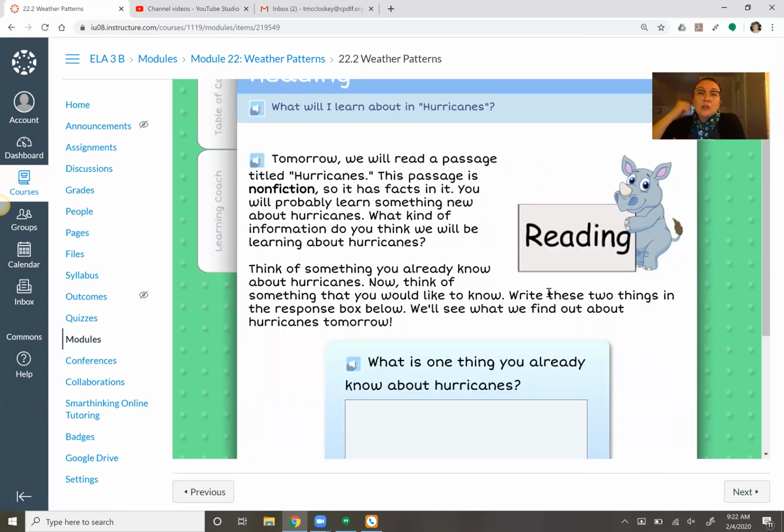All right, reading. So tomorrow we're going to read a passage titled Hurricanes. It is non-fiction. And remember, non-fiction means not fake. Non-fiction, not fake. So it has facts and information. So you will probably learn something new about hurricanes. But what do you think we'll learn about hurricanes? What do you already know about hurricanes? What would you like to learn about hurricanes? So I want you to think about those things.